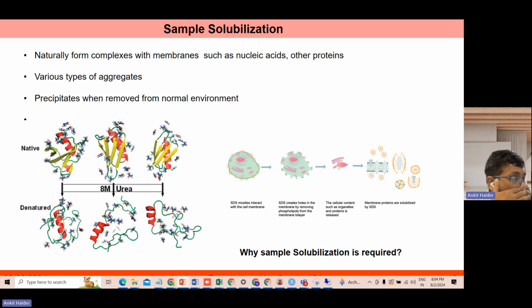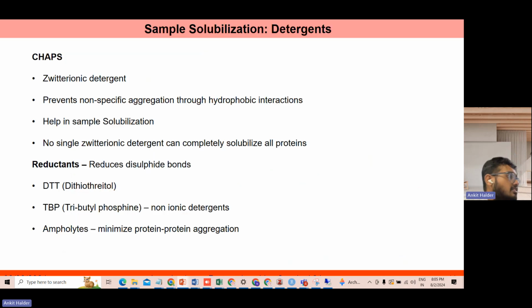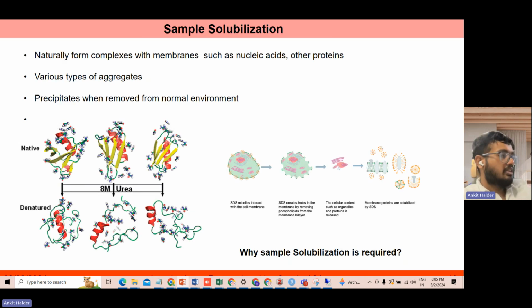SDS micelles interact with the cell membrane and create holes in the membrane, and organelles and proteins are released and solubilized by SDS. This is just an overview of how SDS lysis and solubilization occurs. So that is the steps that are there. Now the samples can be solubilized using urea, or using SDS.